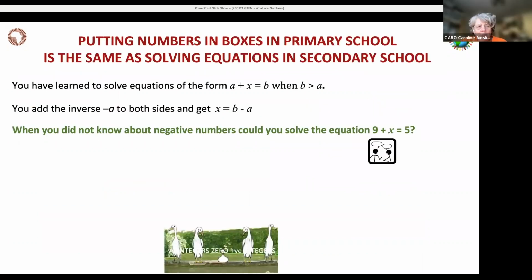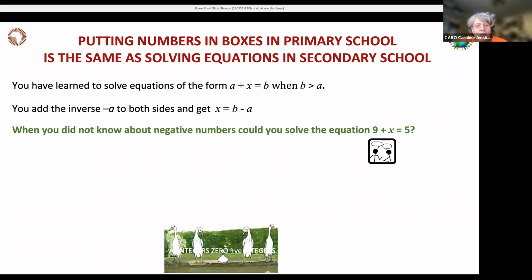In primary school, we learn we can put numbers in boxes. We answer questions, we put numbers in boxes to make what I call number sentences. You can speak out loud what you're doing. But it's the same as solving equations, the same as algebra in secondary school. So we know how to solve equations in the form a plus x equals b, when b is greater than a.